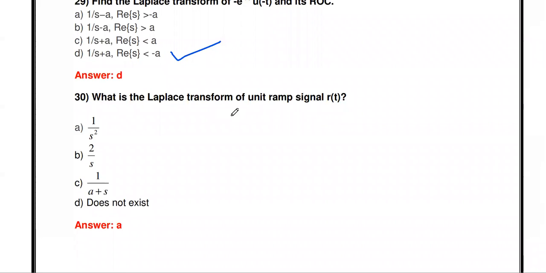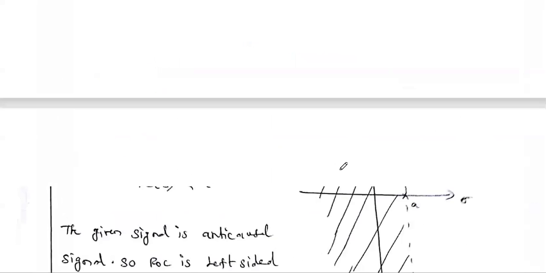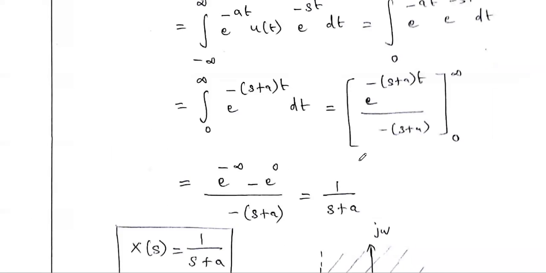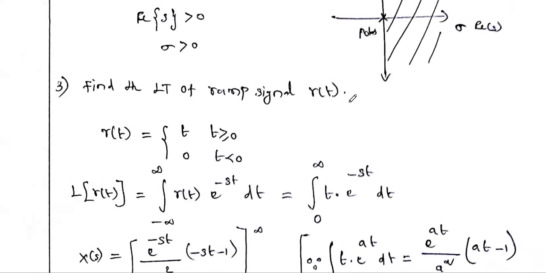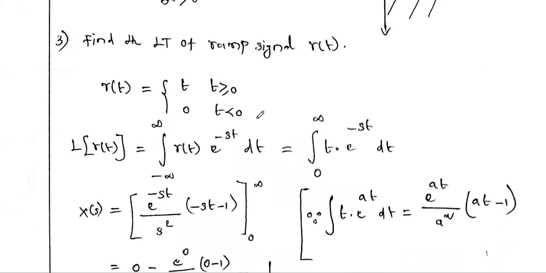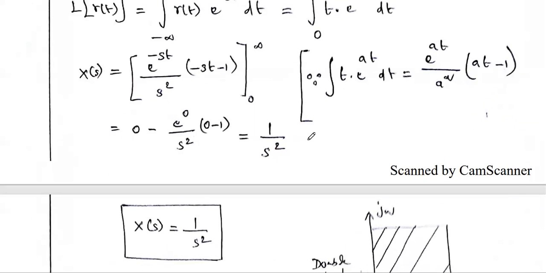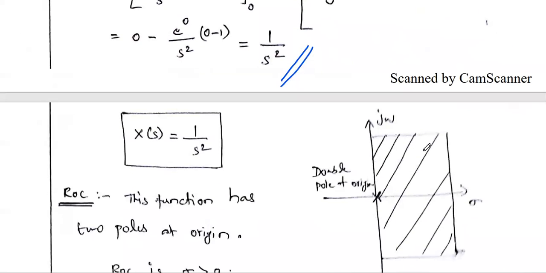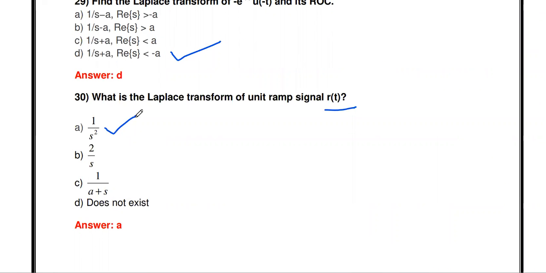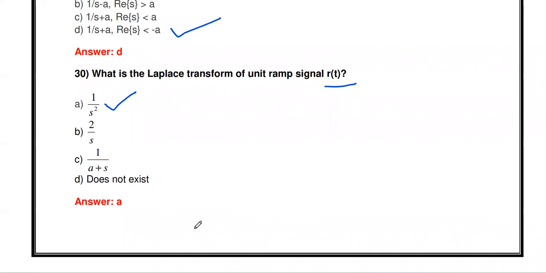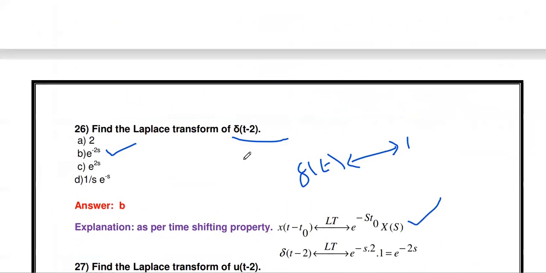And what is the Laplace transform of the unit ramp signal? Already you know the Laplace transform of the unit ramp signal R of t is 1 divided by s squared. Okay, we already solved that, the Laplace transform of the ramp signal, defined using the UDV procedure. We solved it, the answer is 1 by s squared, and the ROC is real of s, sigma greater than 0. So 1 by s squared is the answer. Okay, so these are some of the questions in the Laplace transform.